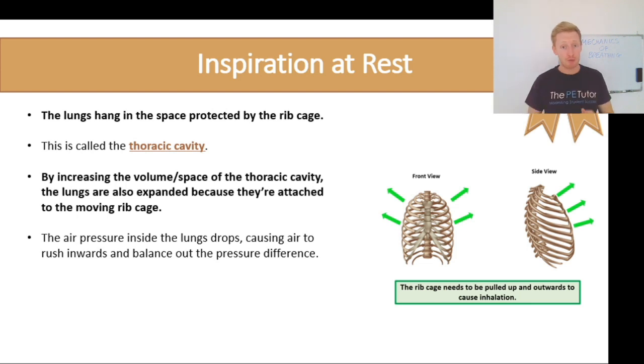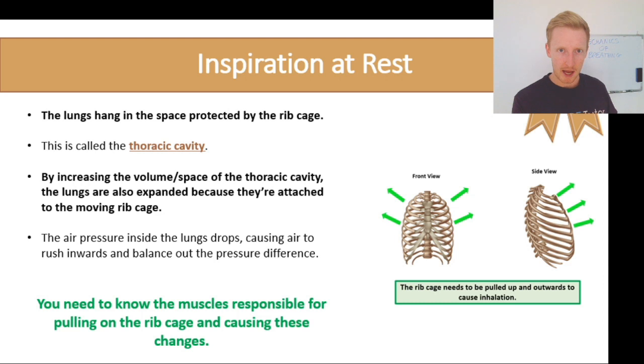And what we're going to be covering in more detail shortly is this fact that air moves from areas of high pressure to low pressure. So if we can create an area of low pressure inside our thoracic cavity, that's going to invite air in a higher pressure environment to flow in.